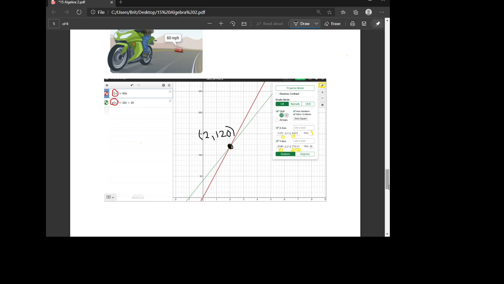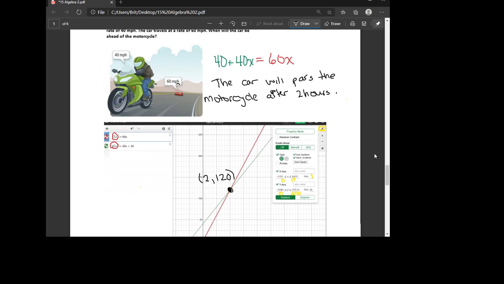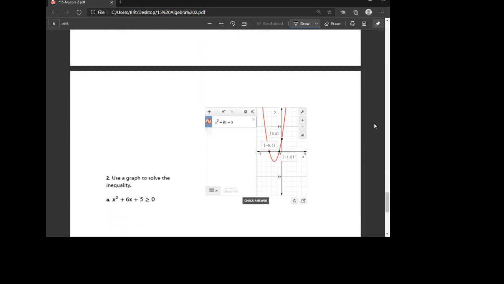So in terms of the answer, the answer here is our x value. So the car will pass the motorcycle after 2 hours. Right, because we said that x is counting in time, and it's in miles per hour, so that would be 2 hours. Alrighty, let's check out another one.